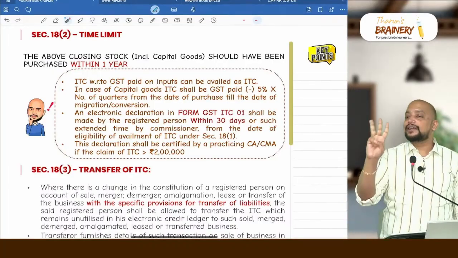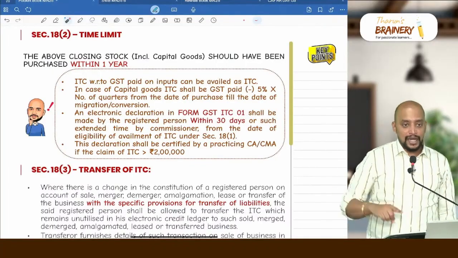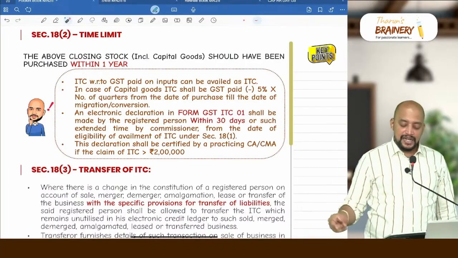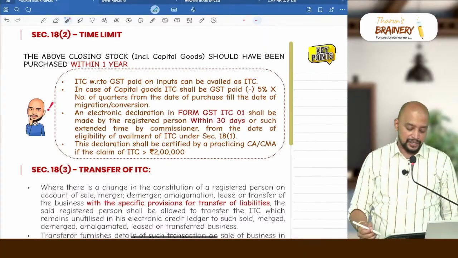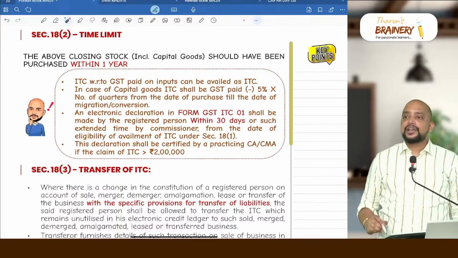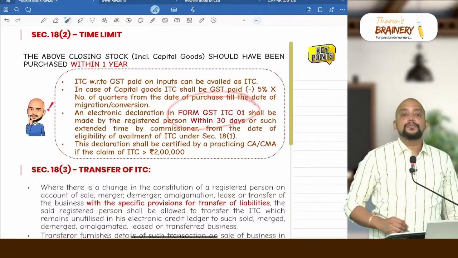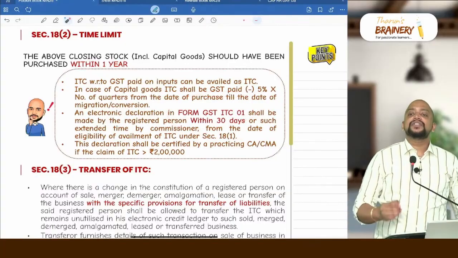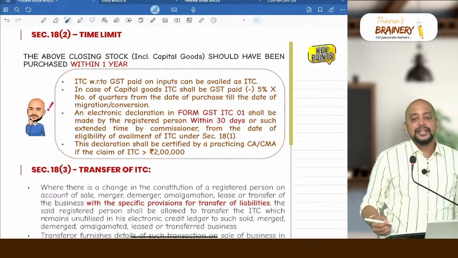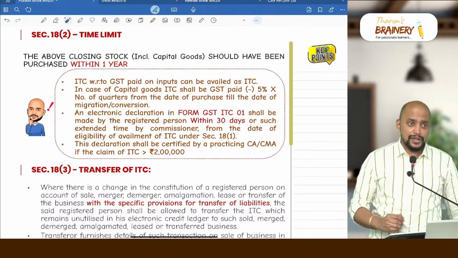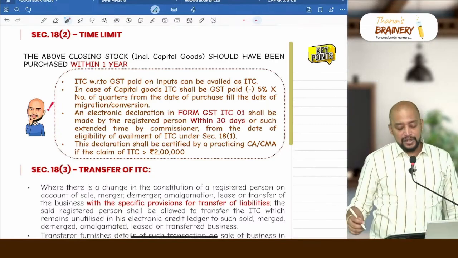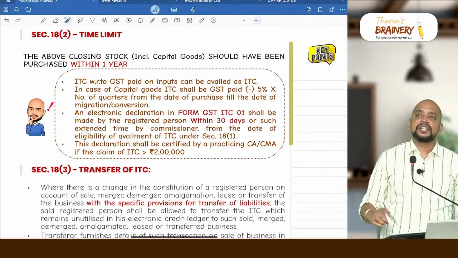Within 30 days from that date we need to file this ITC 1, and it can be for an extended period, further extended by the commissioner. And this particular declaration, that is ITC 1, should be certified by a CA/CMA if the claim of ITC exceeds 2 lakhs. If the claim of ITC does not exceed 2 lakhs, self declaration. If the claim of ITC exceeds 2 lakhs, CA/CMA certificate.